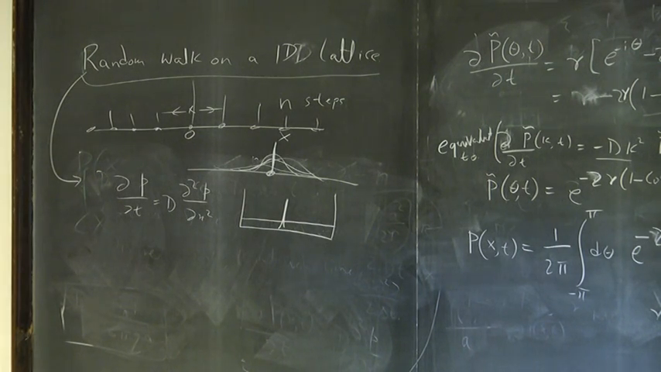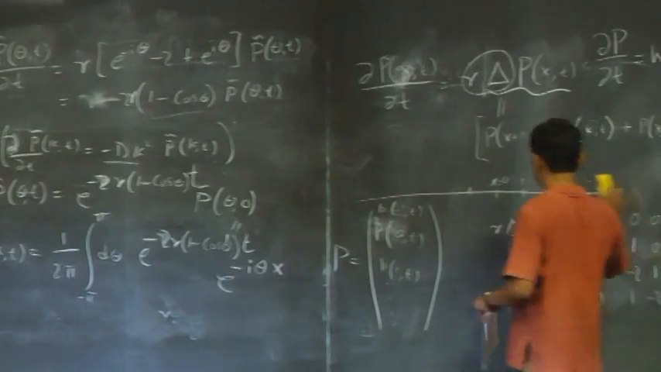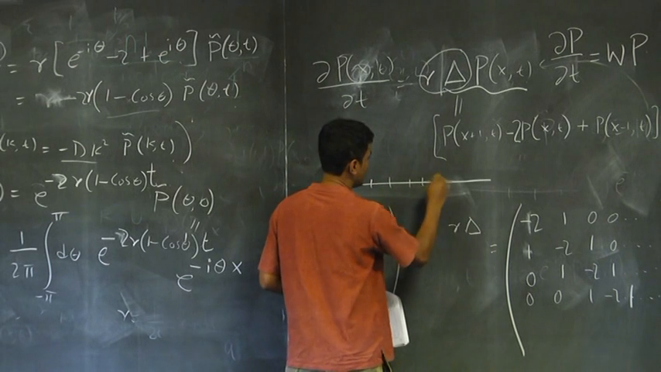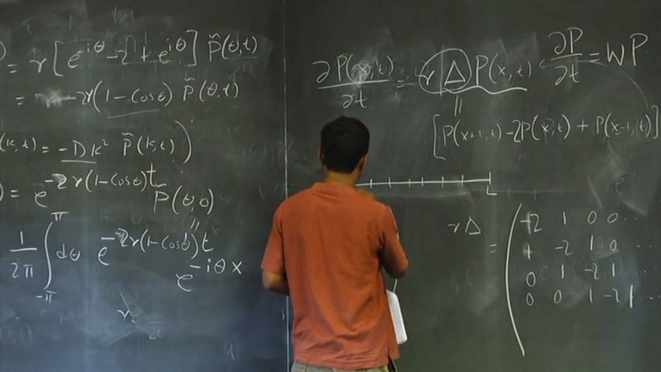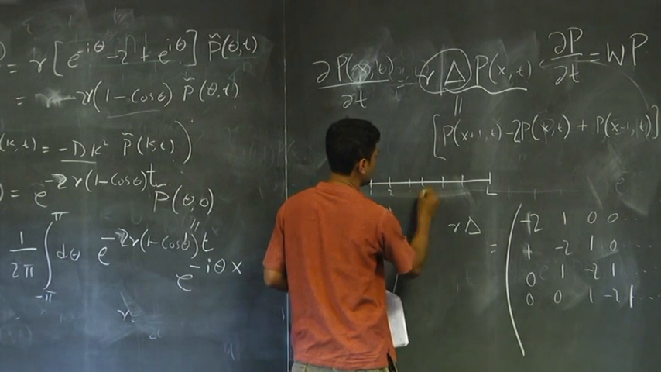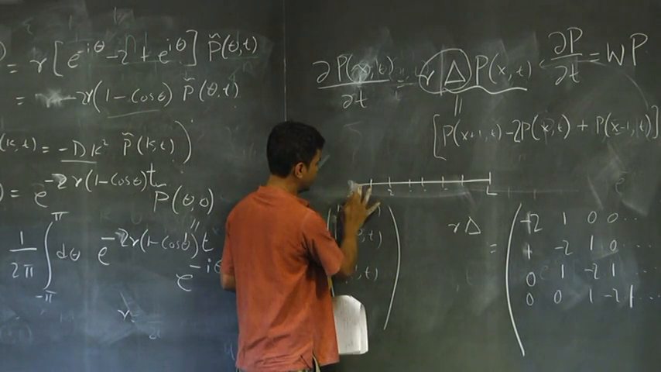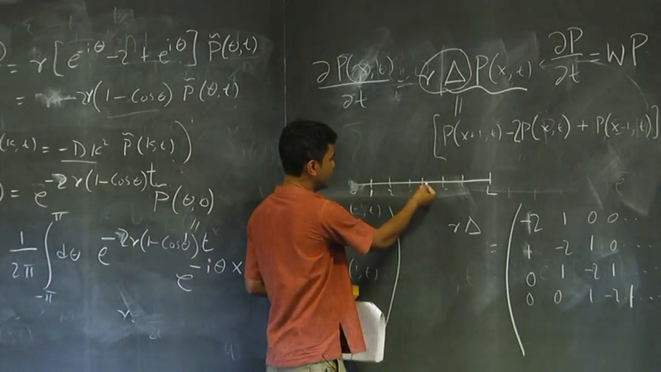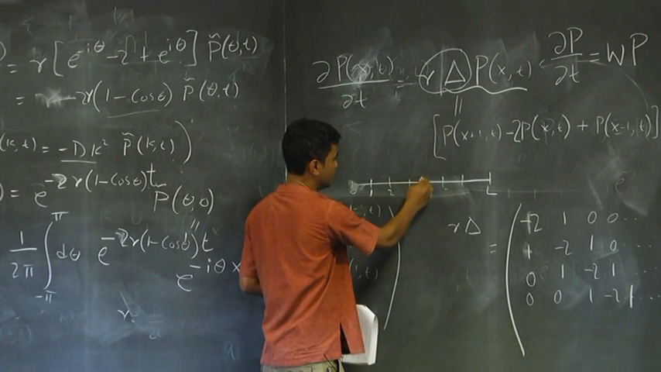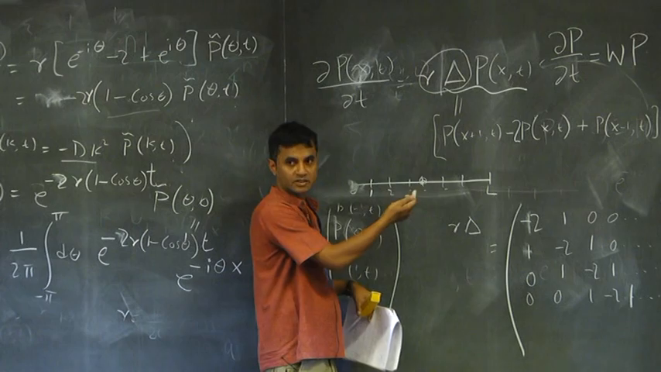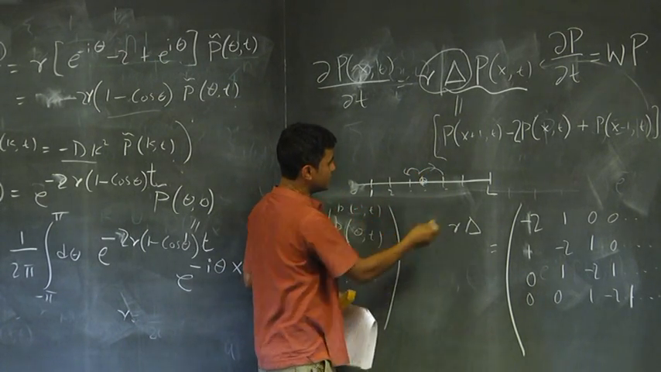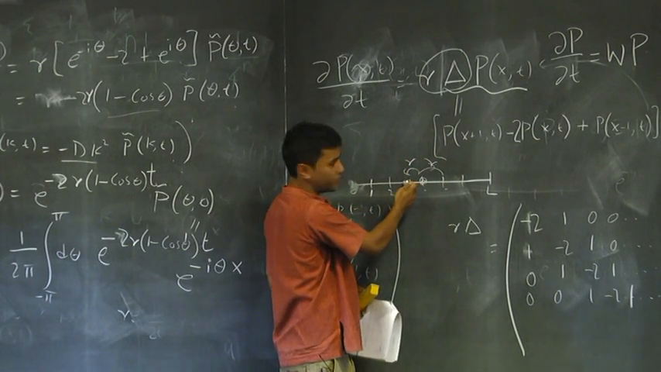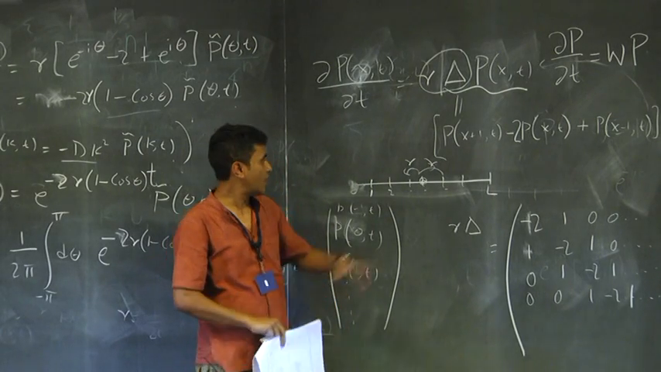Okay, so now if you have a finite system, let's say you have a box of size L, so sites 1, 2, up to L. Initially you might have a bunch of particles here, with some hopping rates. In this case, the hopping rates are all equal. So a particle can hop with rate r this way, and with rate r that way.